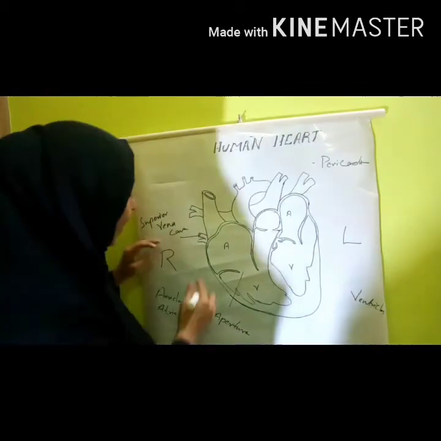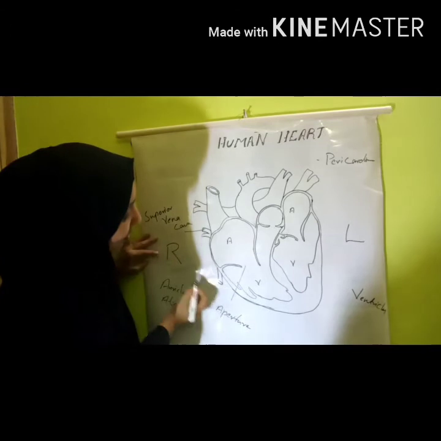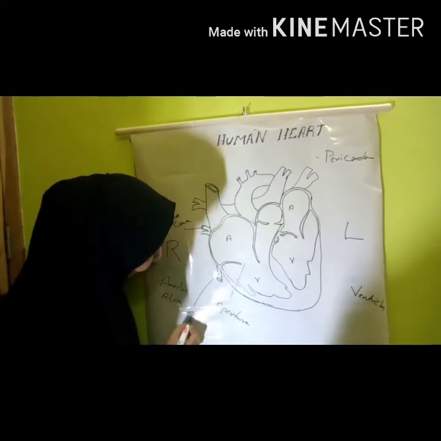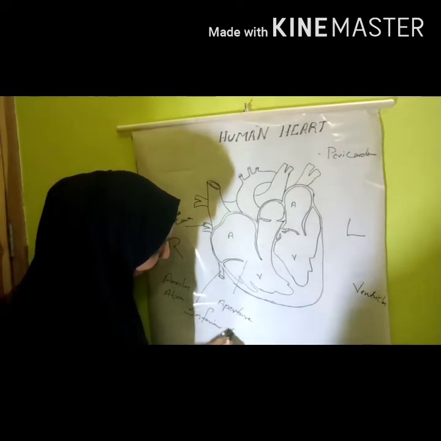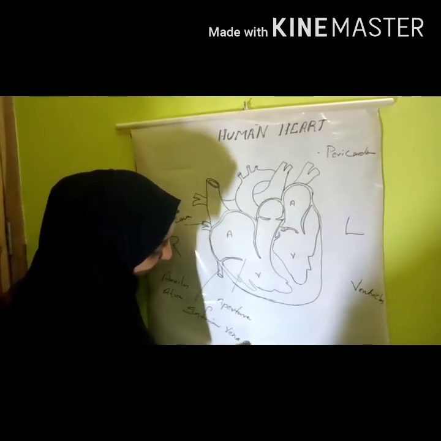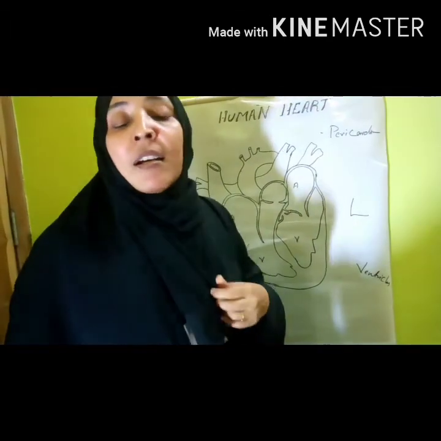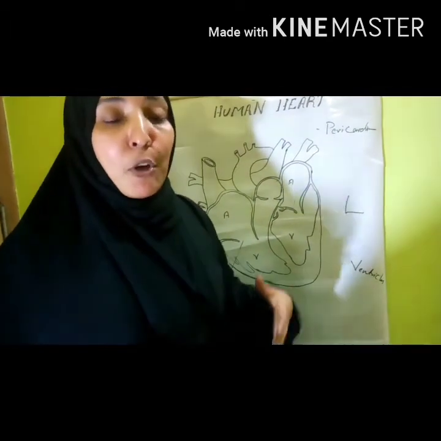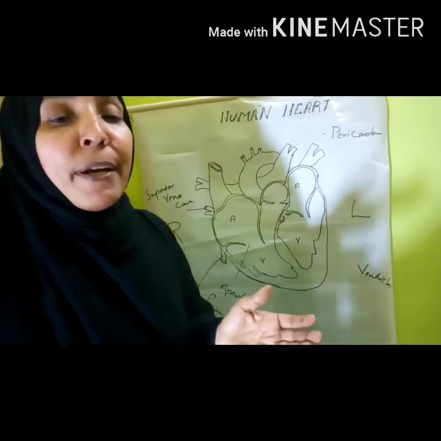Then another one is the inferior vena cava, which we can see here as a small vessel. So this is the inferior vena cava. It carries the carbon dioxide rich blood from the lower part of the body, the legs, abdomen, etc. From all these lower areas, the inferior vena cava carries carbon dioxide rich blood.